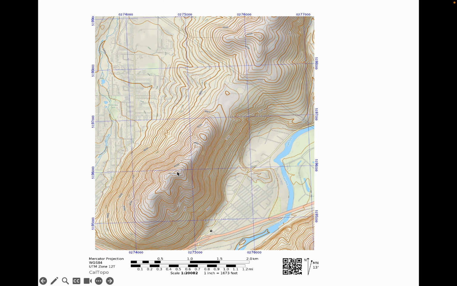So if I want to identify the location of the very top of Mount Jumbo here in the UTM system, I always start with the easting, once I know my zone and my latitude band. And by the way, down here, you'll notice it tells you what your zone and your latitude band are. So we're in zone 12 in Missoula, and this is our latitude band, T.